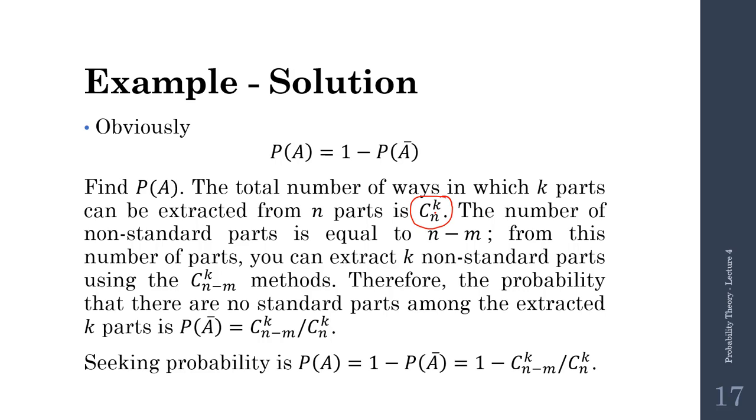The number of non-standard parts is equal to n minus m, because there are m standard and the total number of parts is n. From this number of parts, we can extract k non-standard parts. Therefore the probability that there are no standard parts among the extracted parts is equal to this formula. Using the opposite event sum, we can find the second probability, P of A equals 1 minus this formula.